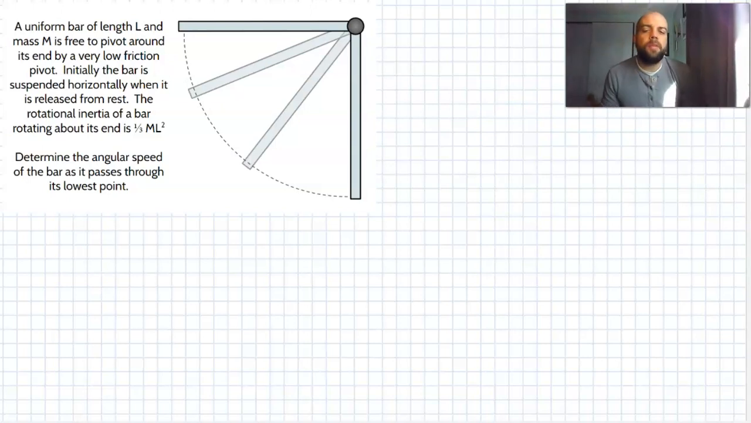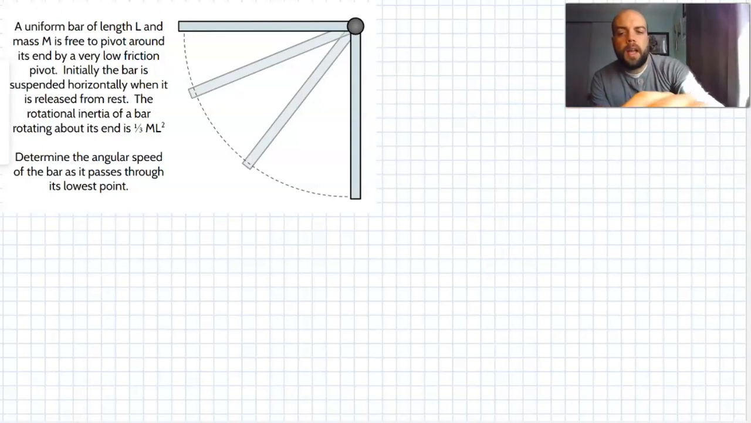Alright, so we've got a uniform bar of length L and mass M that's free to pivot around its end by a very low friction pivot. Initially, the bar is suspended horizontally when it's released from rest. The rotational inertia of a bar rotating about its end is 1/3 mL squared. Determine the angular speed of the bar as it passes through its lowest point.